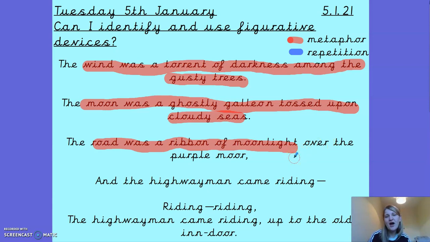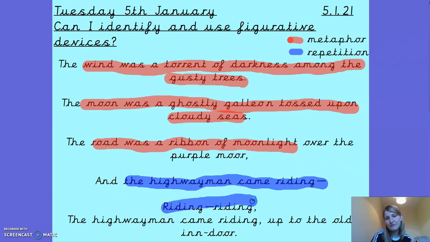And then we've got, and the highwayman came riding, the highwayman came riding up to the old inn door. That repetition just jumps off the page for you, doesn't it? And I think we can see straight away, Alfred Noyes has used that to create that rhythm. I always think it creates the rhythm of a galloping horse or something. So we've got the highwayman came riding here, riding. I must admit, I think the rhythm of this poem is perhaps my favourite part of it. Fantastic. Highwayman came riding up to the old inn door.